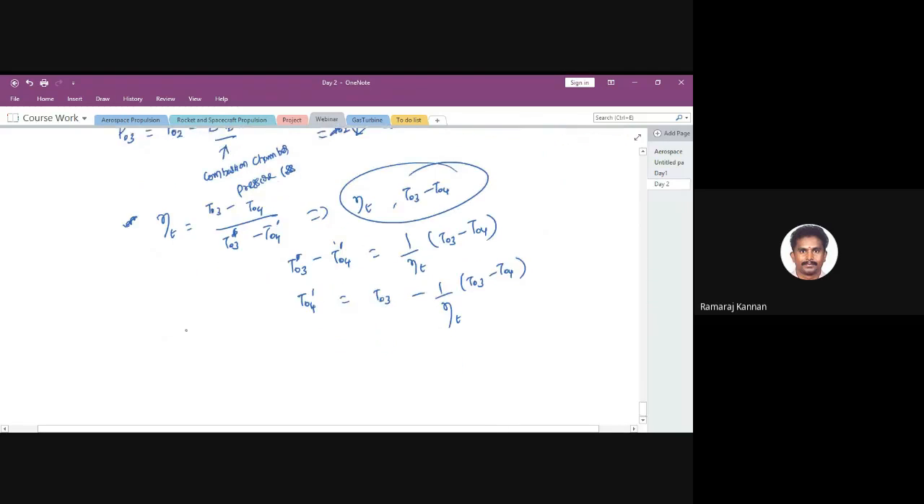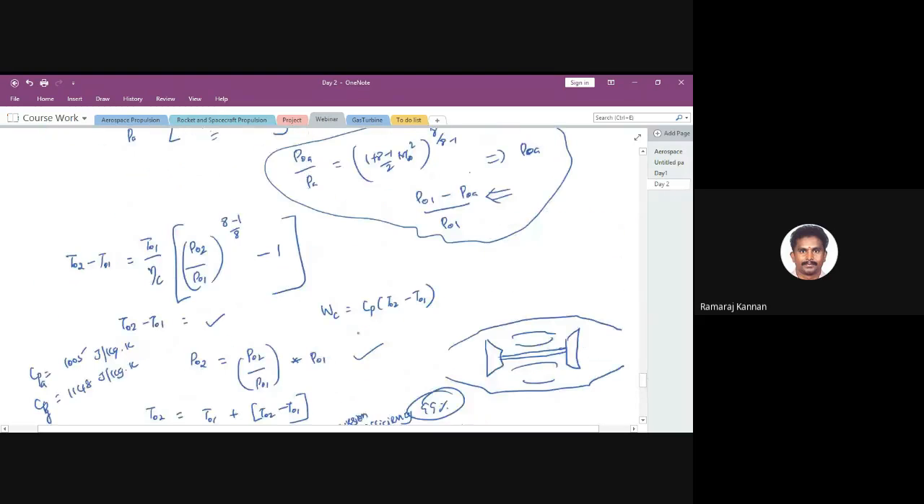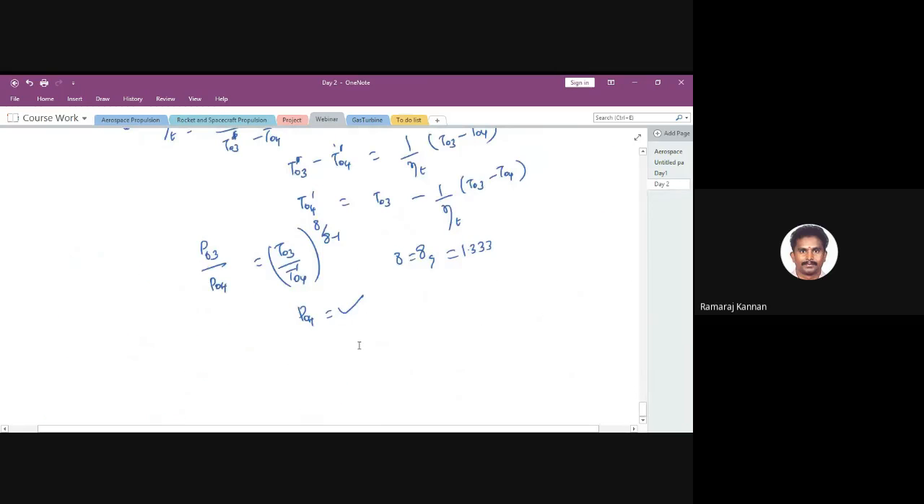Now we need to find the pressure at the exit of your turbine. P03 by P04 is going to be T03 by T04 dash, whole to the power gamma by gamma minus 1. Here gamma is nothing but your gamma G. Let us take it as 1.33 because it is hot gas. So we know P03, T03 and T04 dash, and we can get your P04 here.